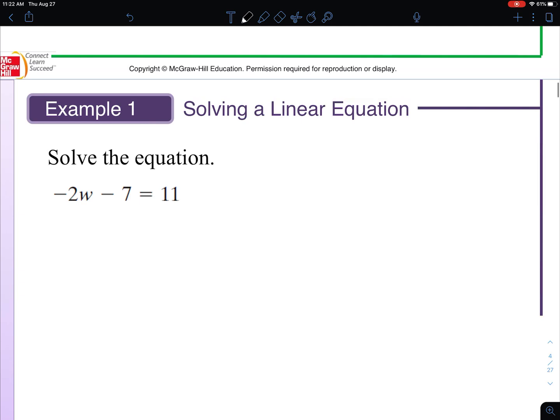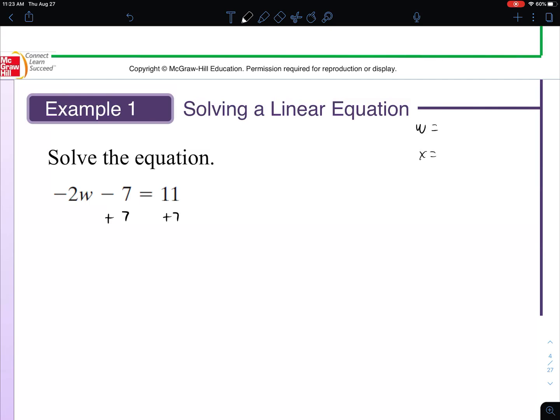In this section, we're going to be solving linear equations. With linear equations, you want to isolate the variable on one side. So you want to end up with w is equal to some value or x is equal to some value. Regardless of the variable, you still want to isolate it. So what we're going to do is take away everything that's on the same side as the variable in order to start clearing it up.